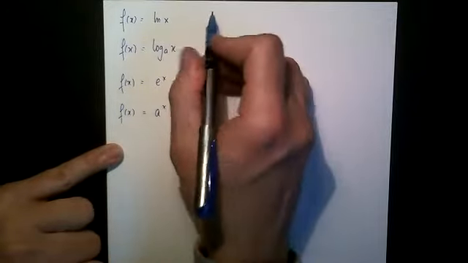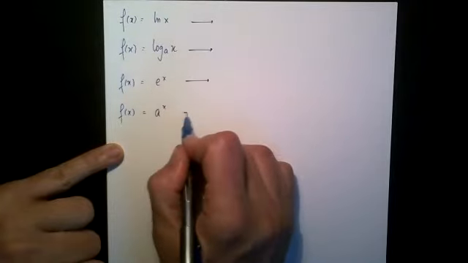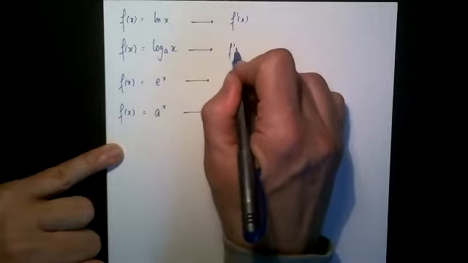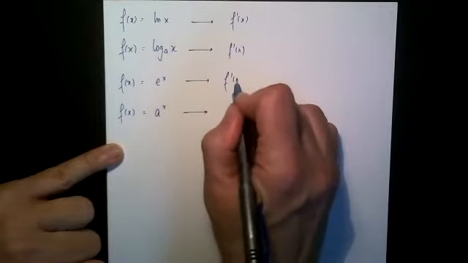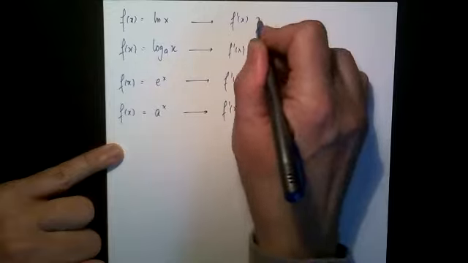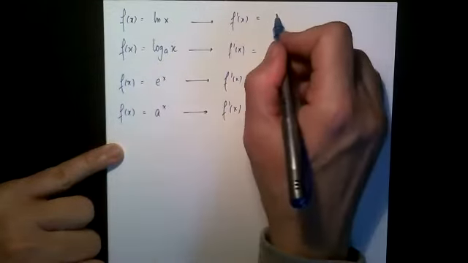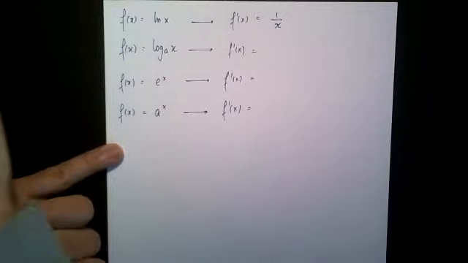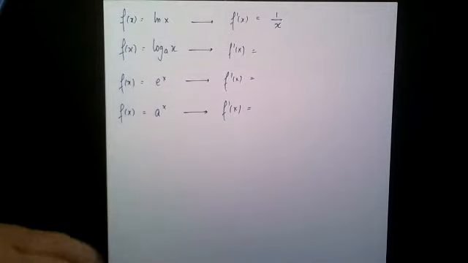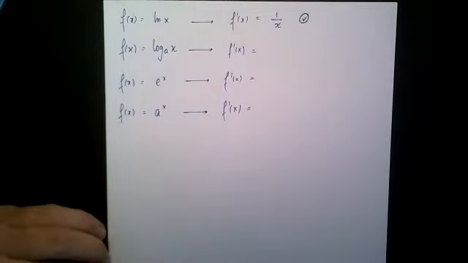Okay, so let's write down the derivative for each one. So f prime of x, f prime of x, f prime of x, and f prime of x. Okay, so the derivative of ln x, this we showed already, it's 1 over x, right? So this was already proven. This is done.